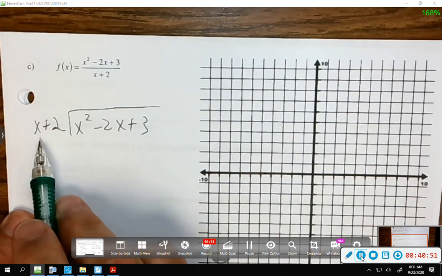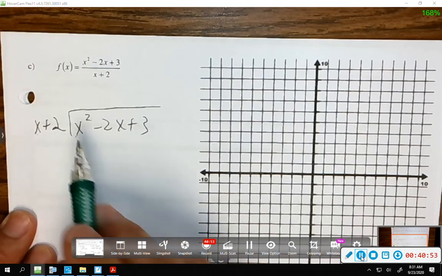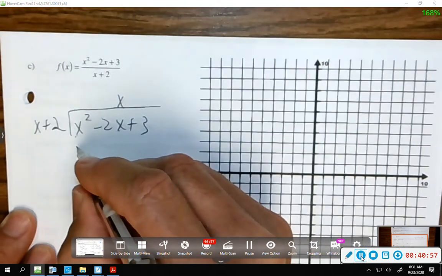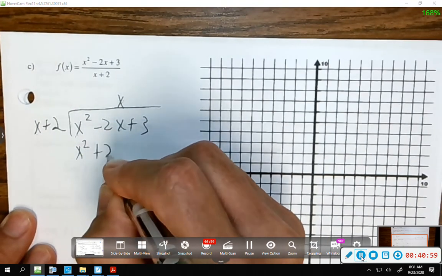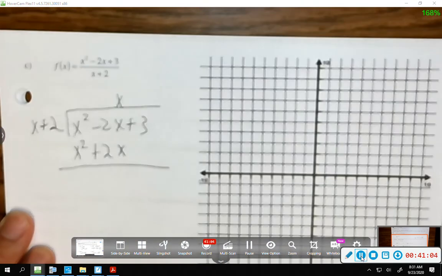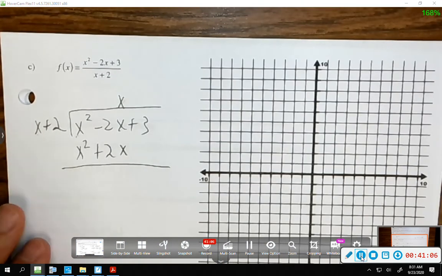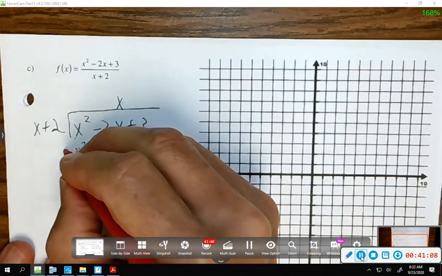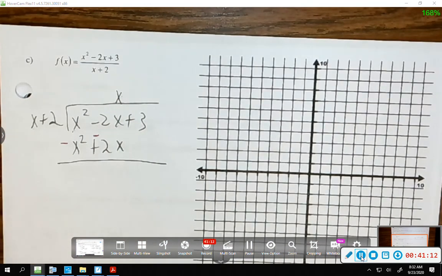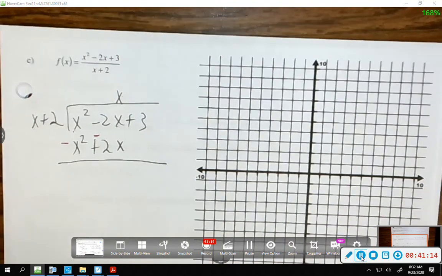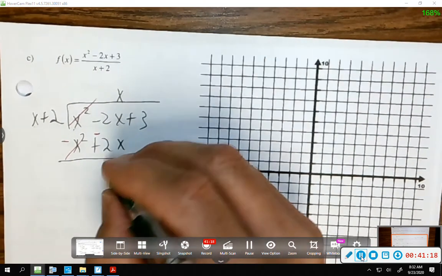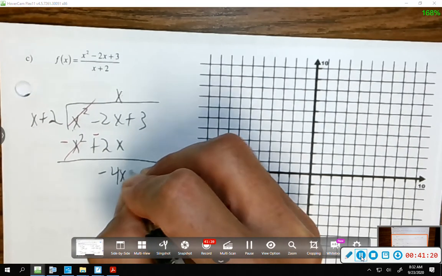What do we have to multiply x by to get an x squared? An x. X squared plus 2x. Here's where a lot of students make a mistake. They'll subtract and then add, and they think that it's 0. Nope. I'm never going to say subtract. I'm going to say change the signs and add. Negative 2x minus 2x is a minus 4x plus 3.